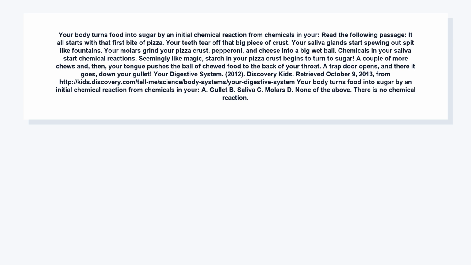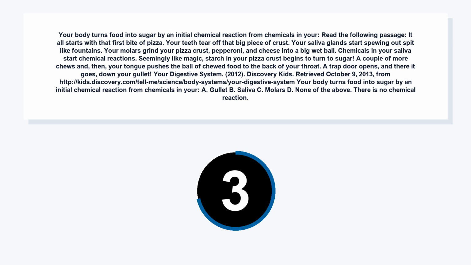Retrieved October 9, 2013, from http://kids.discovery.com/tell-me/science/body-systems/your-digestive-system. Your body turns food into sugar by an initial chemical reaction from chemicals in your A. Gullet. B. Saliva. C. Molars. D. None of the above. There is no chemical reaction. B. Saliva.